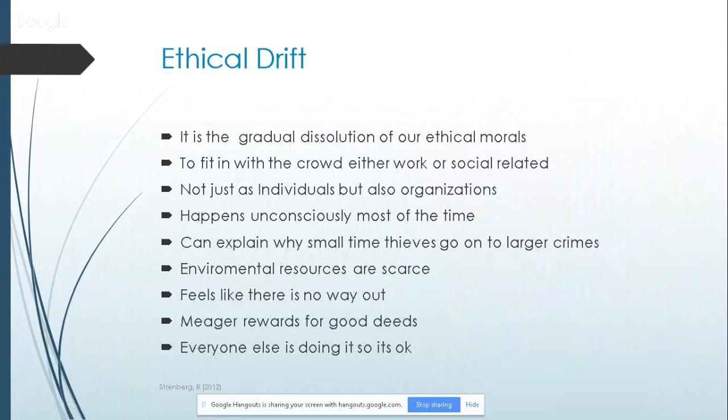Ethical drift. This is the gradual dissolution of our ethical morals. It is when we slowly change our ethics. We may start out very strong and have a very clear idea of what we want to do with our lives or in our workplace, but we slowly change that to fit in with the crowd. Maybe we would never cheat or steal, but then, oh, it's just one little thing. Or I really need a loaf of bread because otherwise my children are going to go hungry.